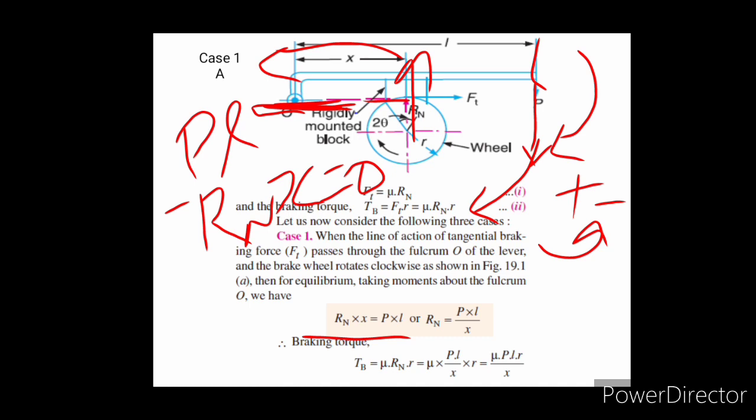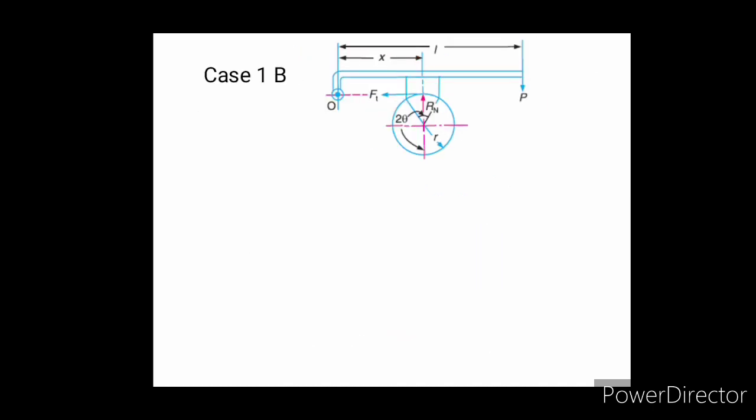So let us move towards case 2. Here, case 1b. In this case the wheel is moving in anti-clockwise direction and all other parameters are the same. So the angle made by the block is 2 theta, and 2 theta is less than or equal to 60 degrees, so we can assume uniform pressure.